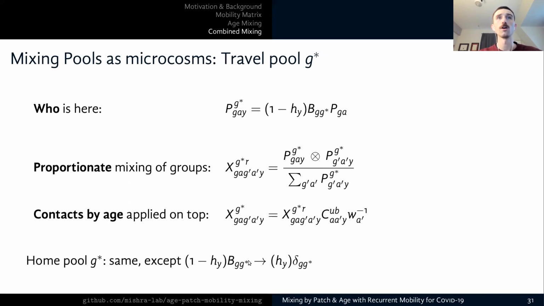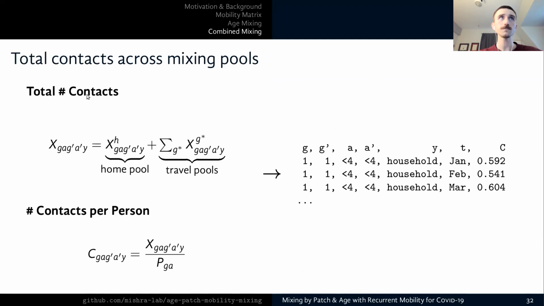And then in the home pool, all of this math is the same, except that this term becomes less interesting because the mobility term is essentially an identity matrix, which we can see there. And the H is also 1 minus. So as I mentioned, summing up the total contacts for this particular type, we have those contributed by the home pool and those contributed by all the different travel pools G star. And that obtains the total number of contacts modeled overall, which is not per person, it's an absolute number of contacts actually formed within the model.